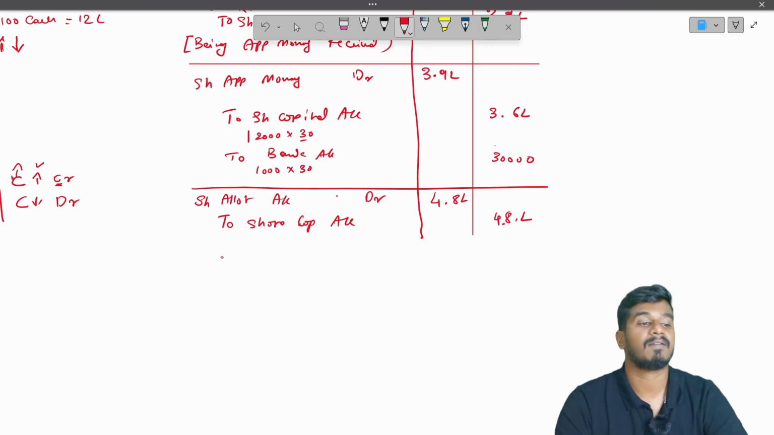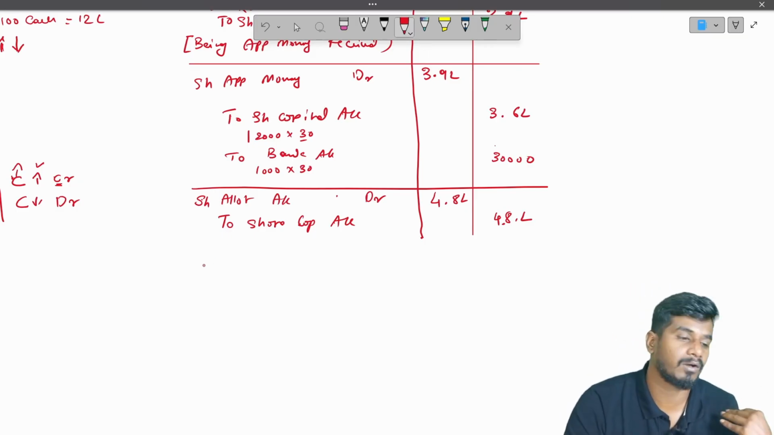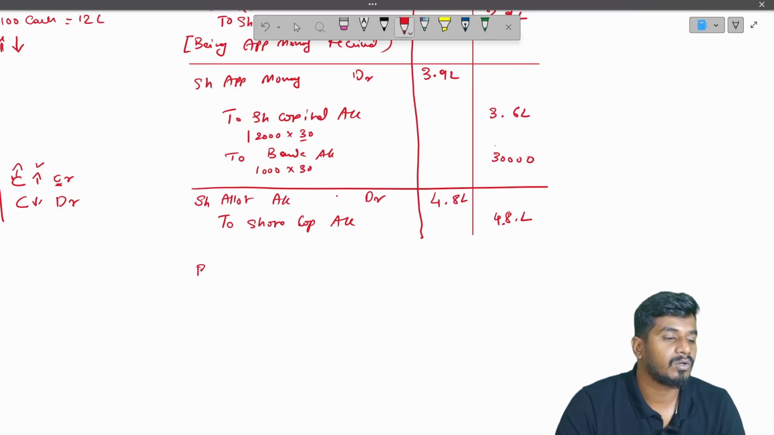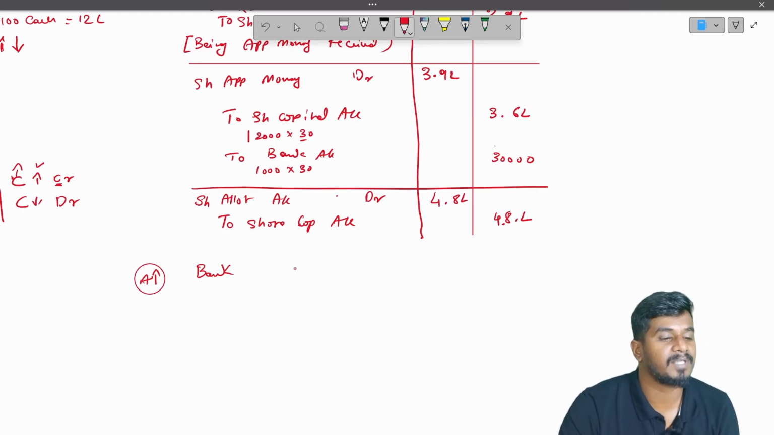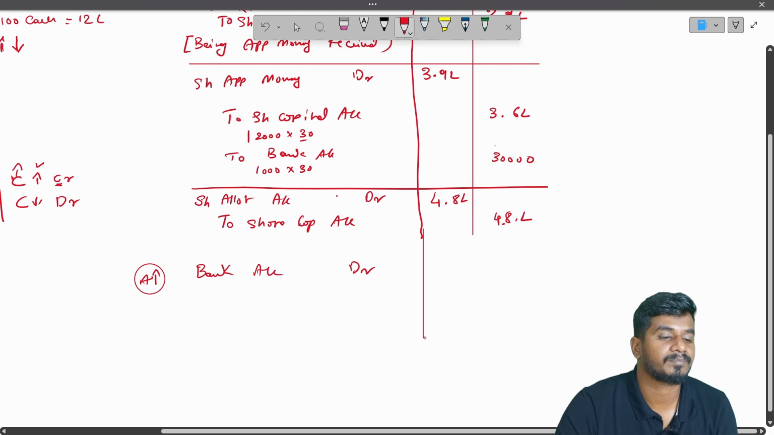Then what will happen? We will receive it in our bank account. If we receive money from shareholders to bank, what will happen? Asset will increase, which means bank account debit. Correct. How much we will receive? 4.8 lakh we will receive.